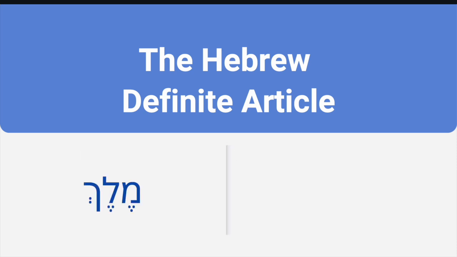All right, let's look at an example of how we take an absolute noun and add the definite article to it. So melech is a masculine singular absolute noun, meaning king or a king. Remember, sometimes we need to supply the English indefinite article in the translation. And how is it that we know whether to do that or not?